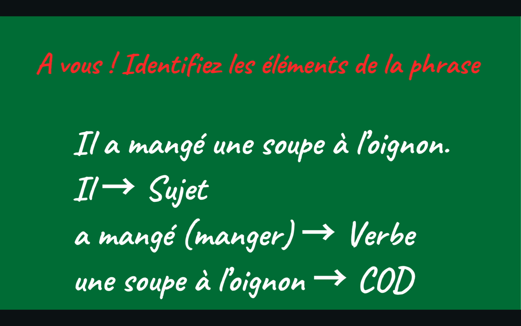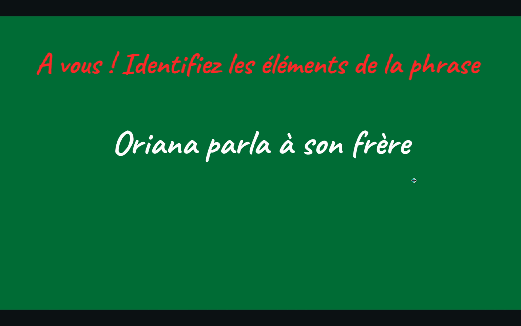If I ask in English, it's the same. He ate what? An onion soup. Il a mangé quoi? Une soupe à l'oignon. Alors, je vous laisse regarder la seconde phrase, the second sentence. I let you have a look at it.